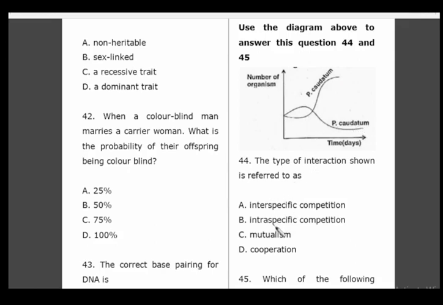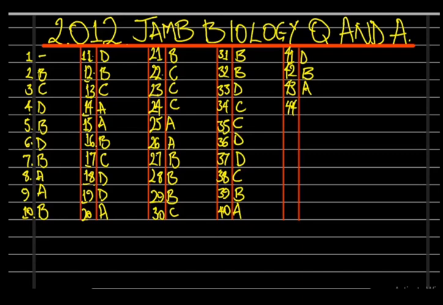So such reaction or interaction is referred to as an intraspecific association when it is between organisms of the same species. We have it to be intraspecific association. So that is the answer to this particular question here, intraspecific association. So that is option B for that question. Option B.